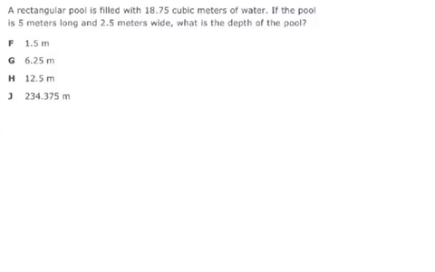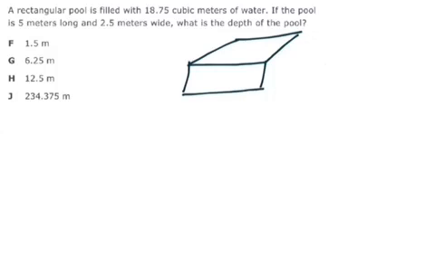A rectangular pool is filled with 18 and 75 hundredths cubic meters of water. If the pool is 5 meters long and 2 and 5/10 meters wide, what is the depth of the pool? So thinking about this pool, we had a sandbox question too that was kind of similar, but thinking of a rectangular prism, and they basically give us the volume.